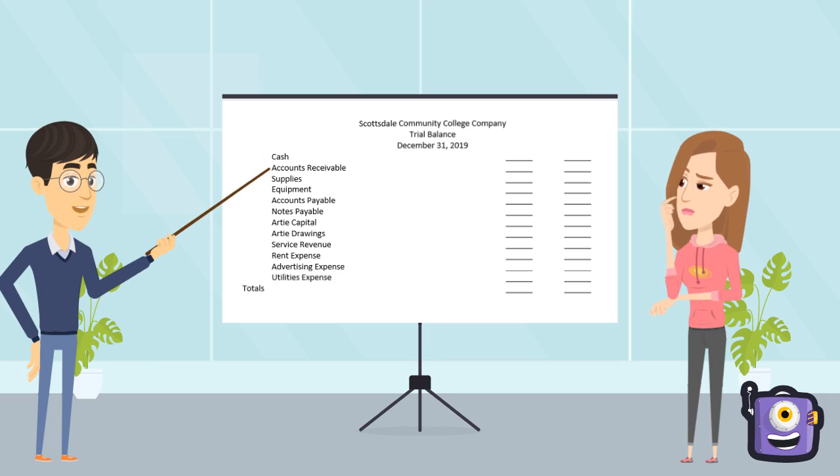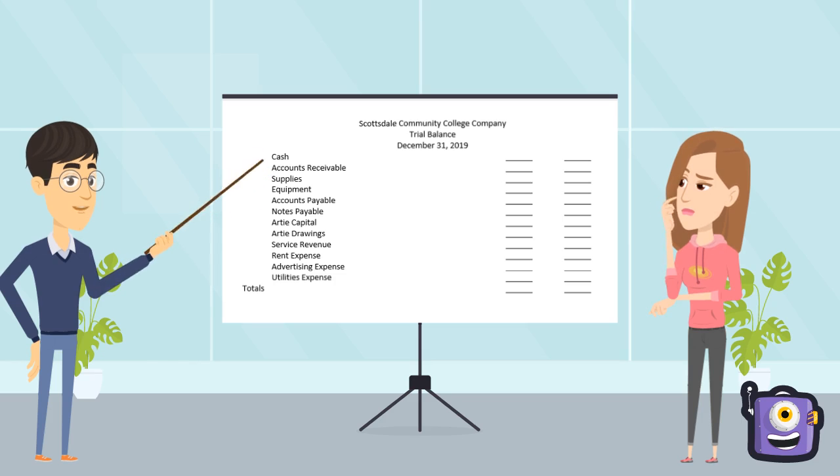The purpose of the trial balance is to make sure your debits equal your credits. The assets need to be ordered in the order of liquidity. In other words, how easily the assets can be turned into cash. The order of liquidity is cash, accounts receivable, supplies, then equipment.